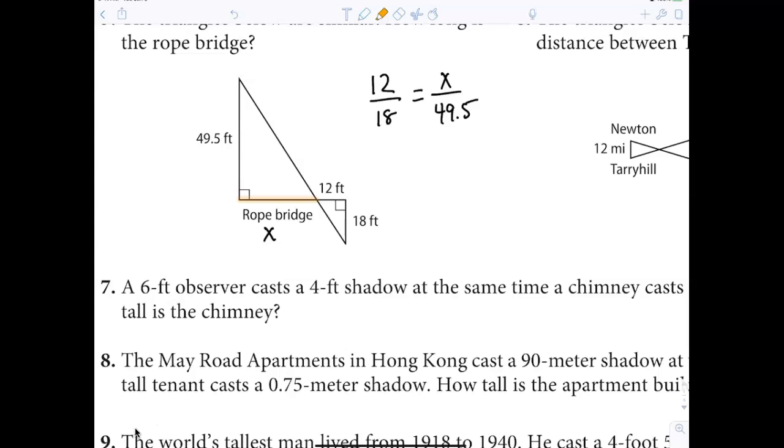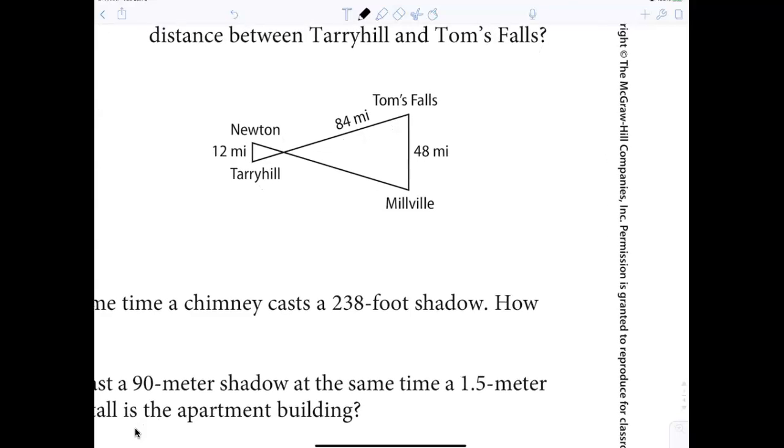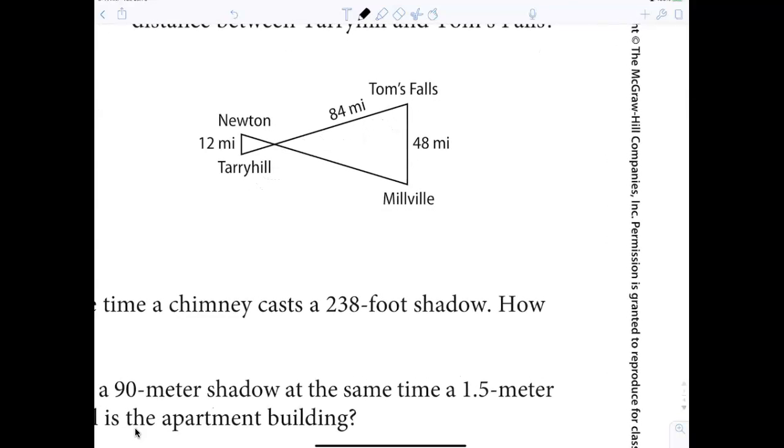When you cross, multiply, and divide, what did you get, William? 33. Anybody else get 33? 33 what, though? 33 feet. All right, Ryan, you're up now. All right, let's see what you can do, kiddo. So set up the proportion for me. Go ahead. 12.